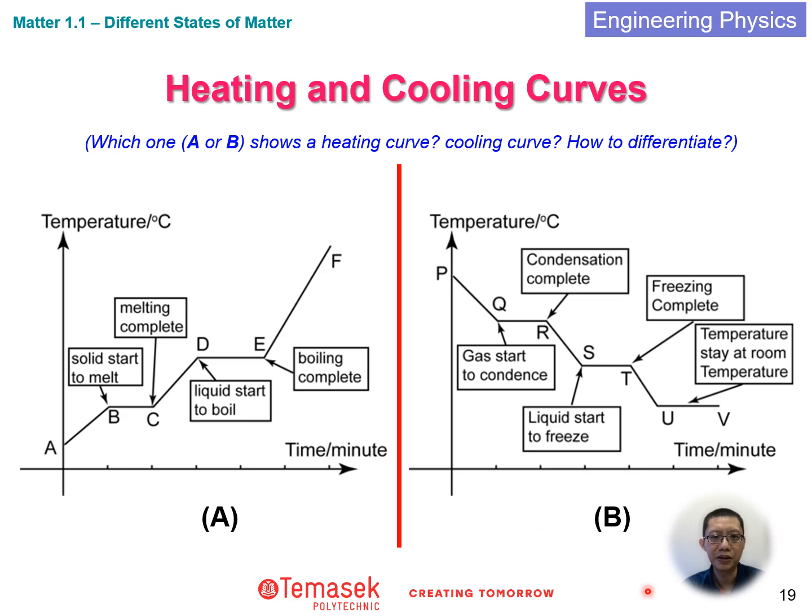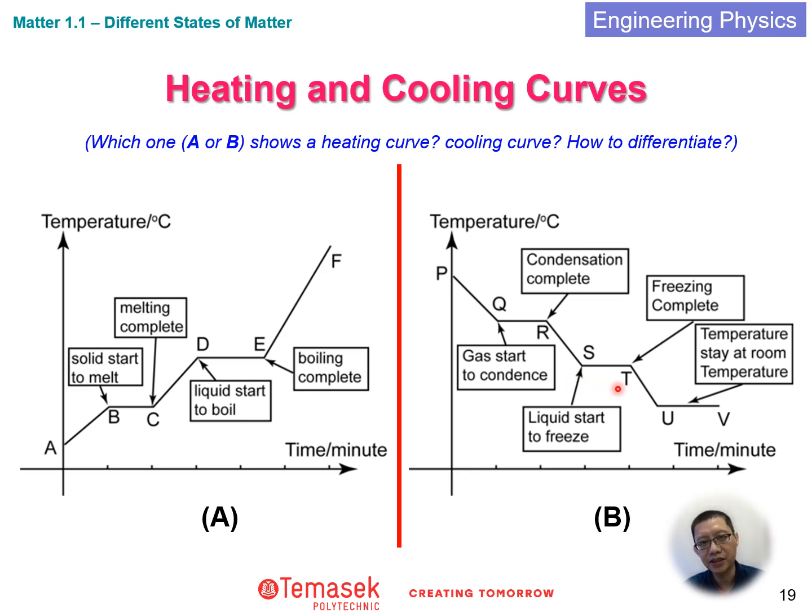In graph B, we see a cooling curve, which shows how temperature decreases as a substance cools down. Starting at P, the gas cools until it reaches point Q, where condensation begins. From Q to R, the temperature stays constant while the gas turns into liquid. After condensation completes at R, the temperature drops again until the liquid starts freezing at point S.